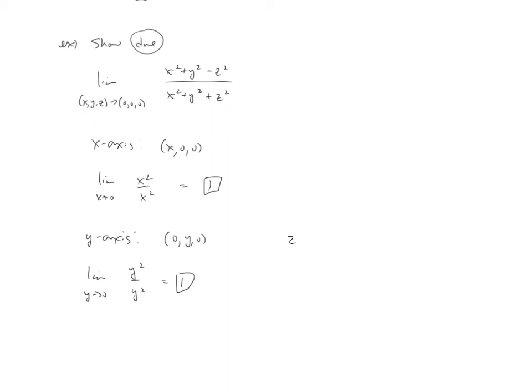Now we'll approach along the z-axis. So that's going to be 0, 0, z. Limit as z approaches 0. We're going to go ahead now and plug in 0 for x, plug in 0 for y, and leave z by itself, which is going to give us a negative z squared over a positive z squared, which is actually equal to negative 1. So because now the 1 does not equal the negative 1, we can clearly, definitively say that this limit does not exist.